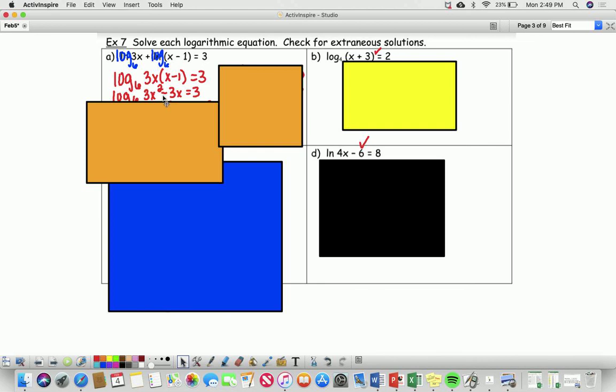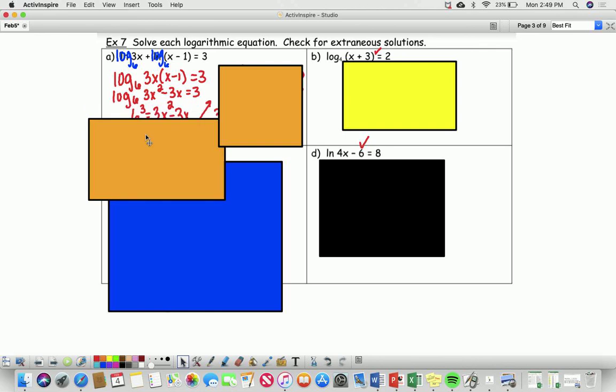Now, I'm going to do what I was just doing. I'm going to rewrite it. So this is in BNE. I want to turn it to BEN. So 6 to the third equals 3x squared minus 3x. So this was BNE. I changed it to BEN so we could solve it. This is the next step. So what we did last time, we could have kept going, but it was going to be extra.